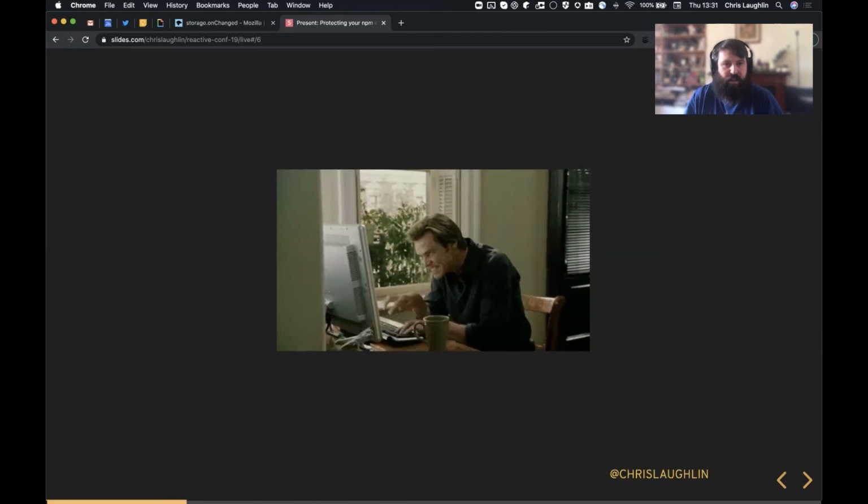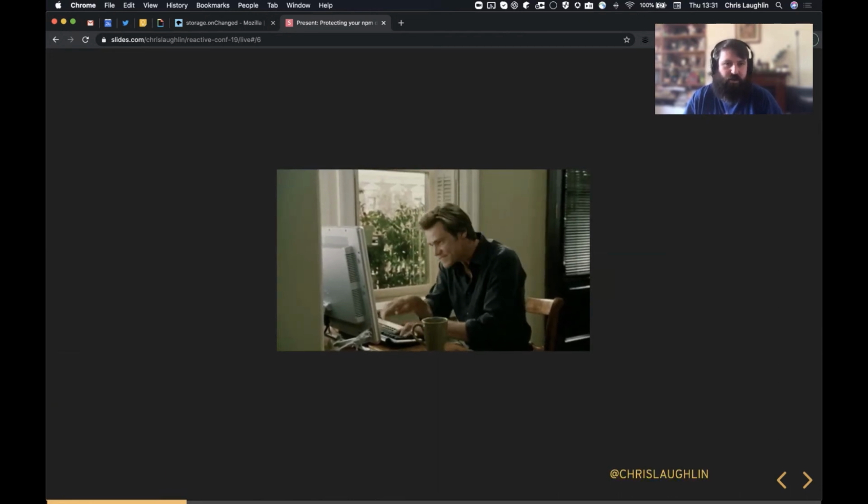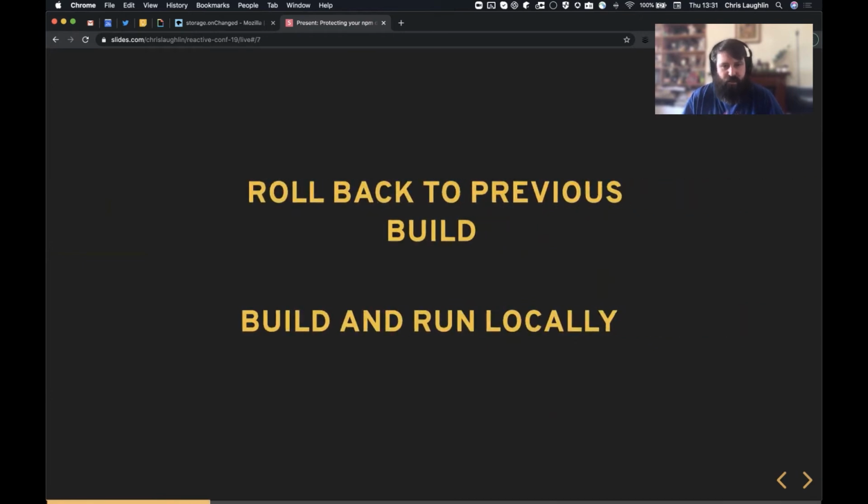So I frantically jumped out of bed, ran to my laptop, started logging in, checking all of our services. So first things first, I checked to see, was anything deployed in the last few days? Had we released any new code? No. So then I decided, okay, I'll pull down our current build, run it on my machine. Everything was looking fine.